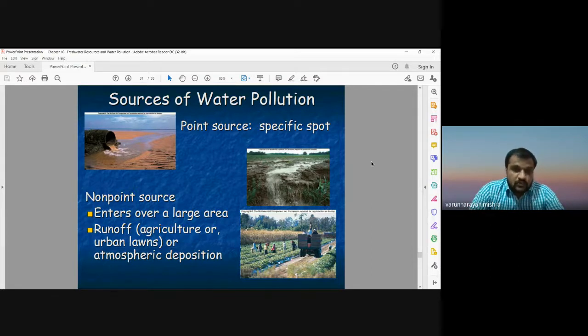So point source and non-point source. Point source means you know the specific location where it is polluting the water. Non-point sources you cannot predict, you cannot identify the non-point sources, and water can be polluted. There may be different kinds of pollutants that can be mixed with the water. It can enter from any place. It may enter from agriculture, it may enter from different industries and other locations.